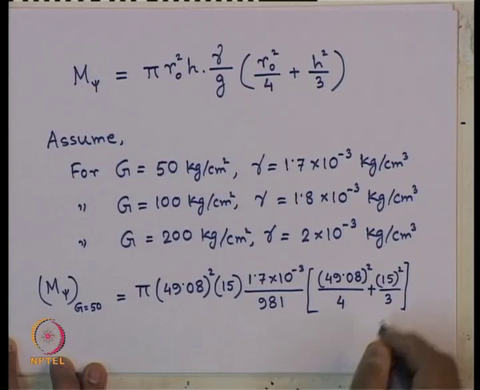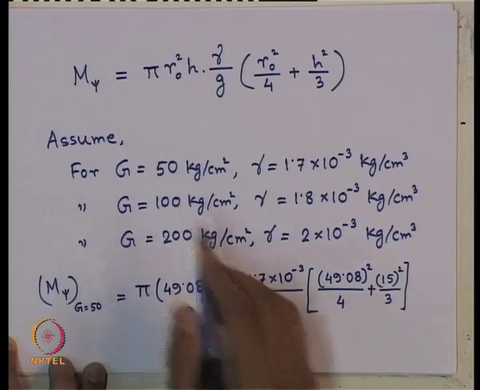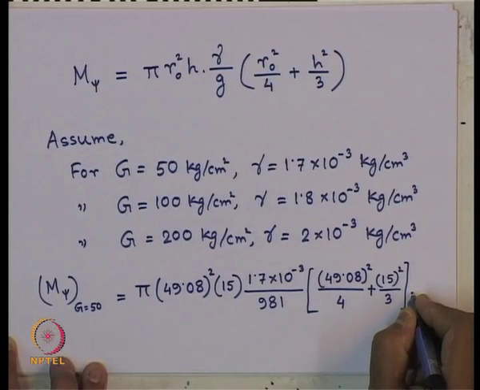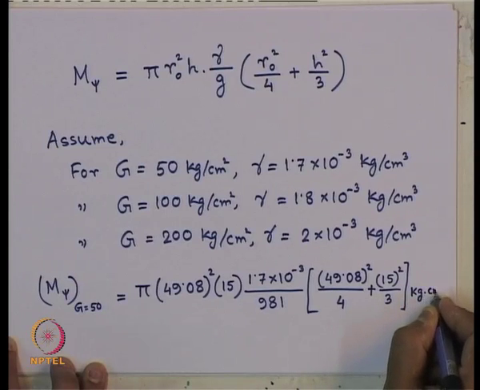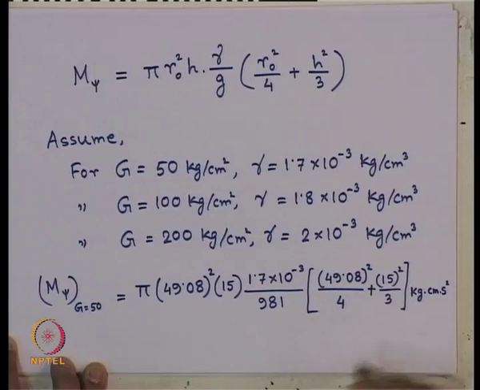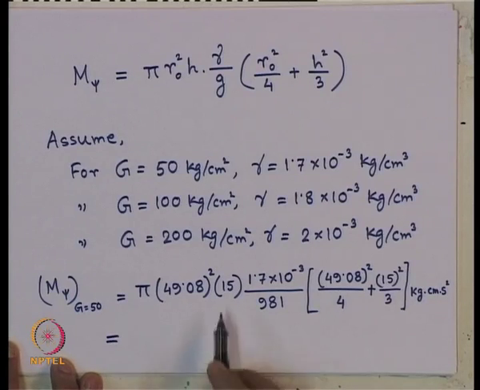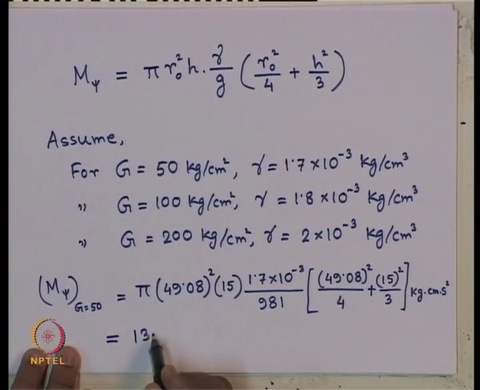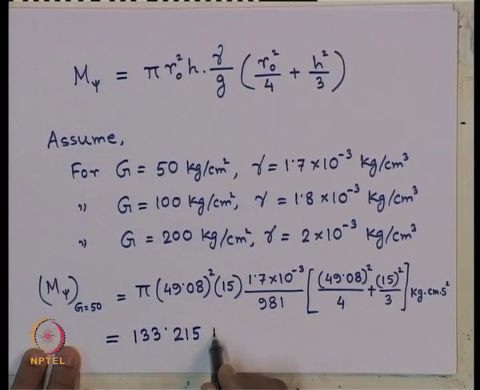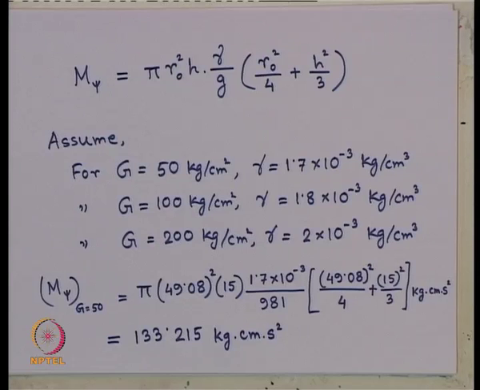Okay. And what is the unit? If you put all the units, it will give us kg centimeter second square. Now, let us calculate this expression and see how much we are getting. 133.215 kg centimeter second square. So, that is for the first type of soil.